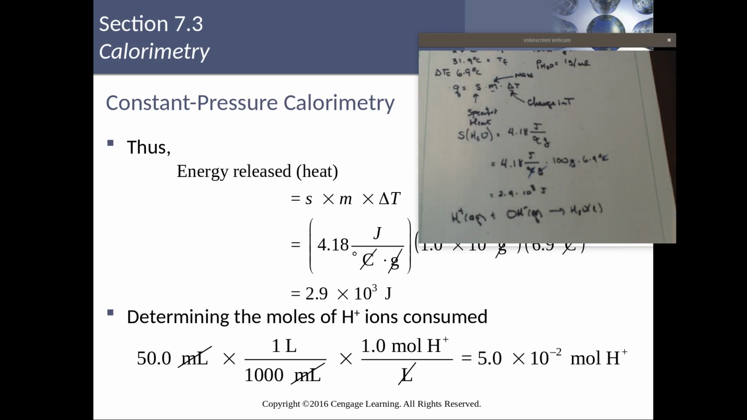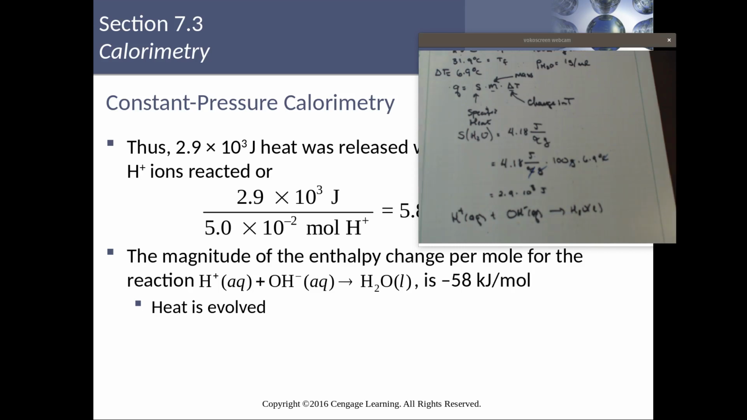So I had 50 milliliters I started with, and I know that I have 1 mole of H plus per liter, because that's the molarity of the hydrochloric acid that I started off with, and therefore I have that many moles of H plus, and therefore I can calculate the enthalpy of this reaction per mole as minus 58 kilojoules per mole. So when I do an acid-base reaction, I liberate 58 kilojoules per mole into the system.